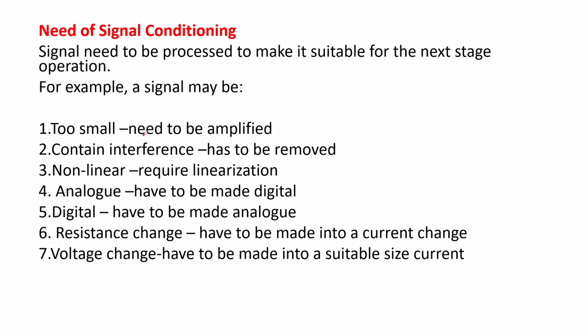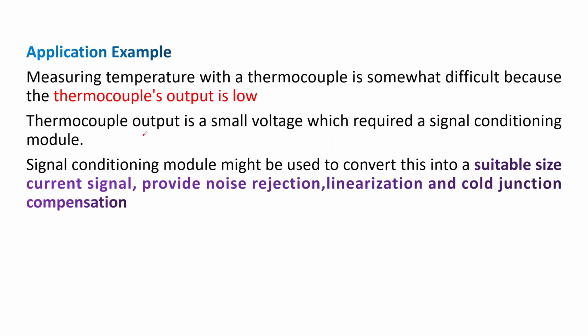Another thing is resistance change. It has to be made into a current change or voltage change. That means we have to convert this voltage into the required current form. So like this, we have to convert the signal into the required format. For this, we need signal conditioning.